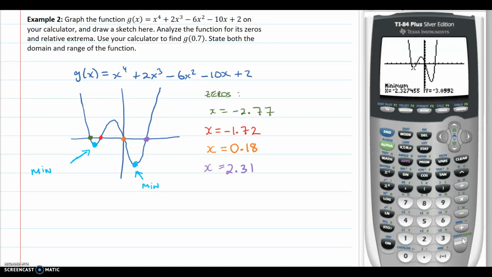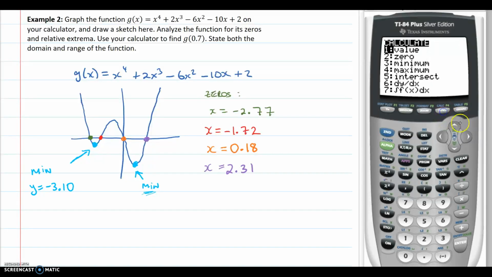And you get y is equal to negative 3.099, so y equals negative 3.10. So remember, for maxima and minima, it's the y coordinate we're looking for. Right, we're going to get this other minima here. The one right down here. Let's find out what that is.